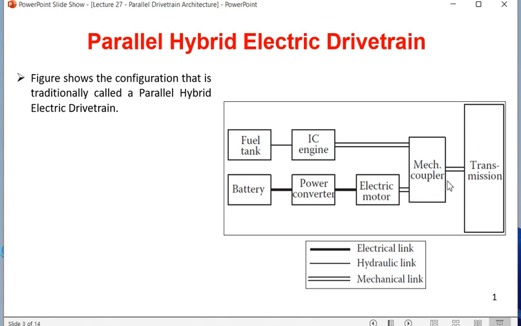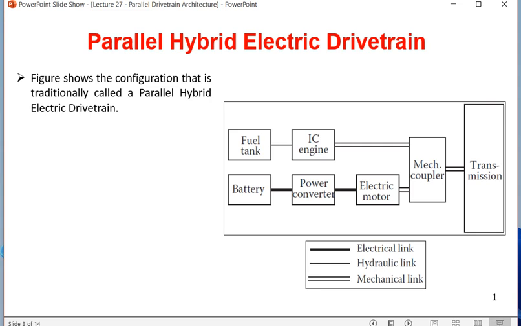The basic difference between series hybrid and parallel hybrid is that electrical coupling is used in case of series hybrid, while in case of parallel hybrid there is a mechanical coupling. Now this mechanical coupling will be of two types. Either it can be speed coupling or it can be torque coupling.